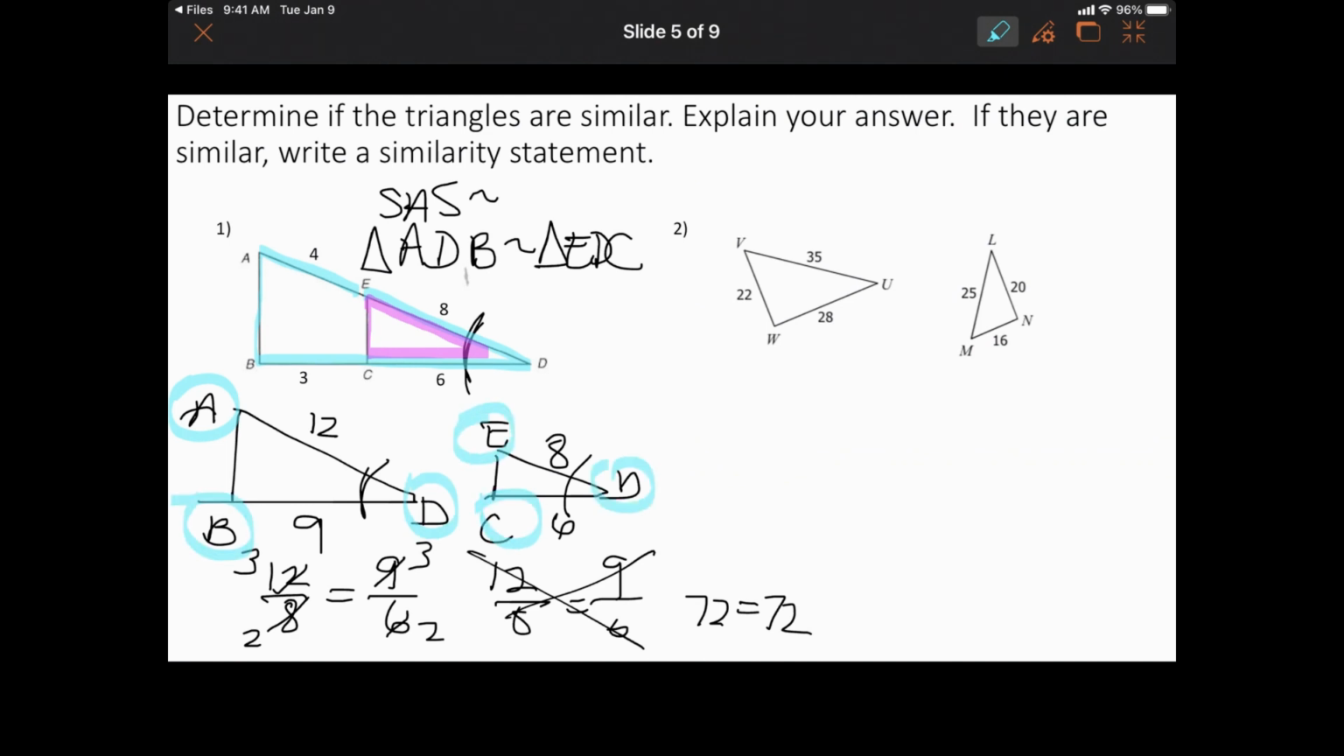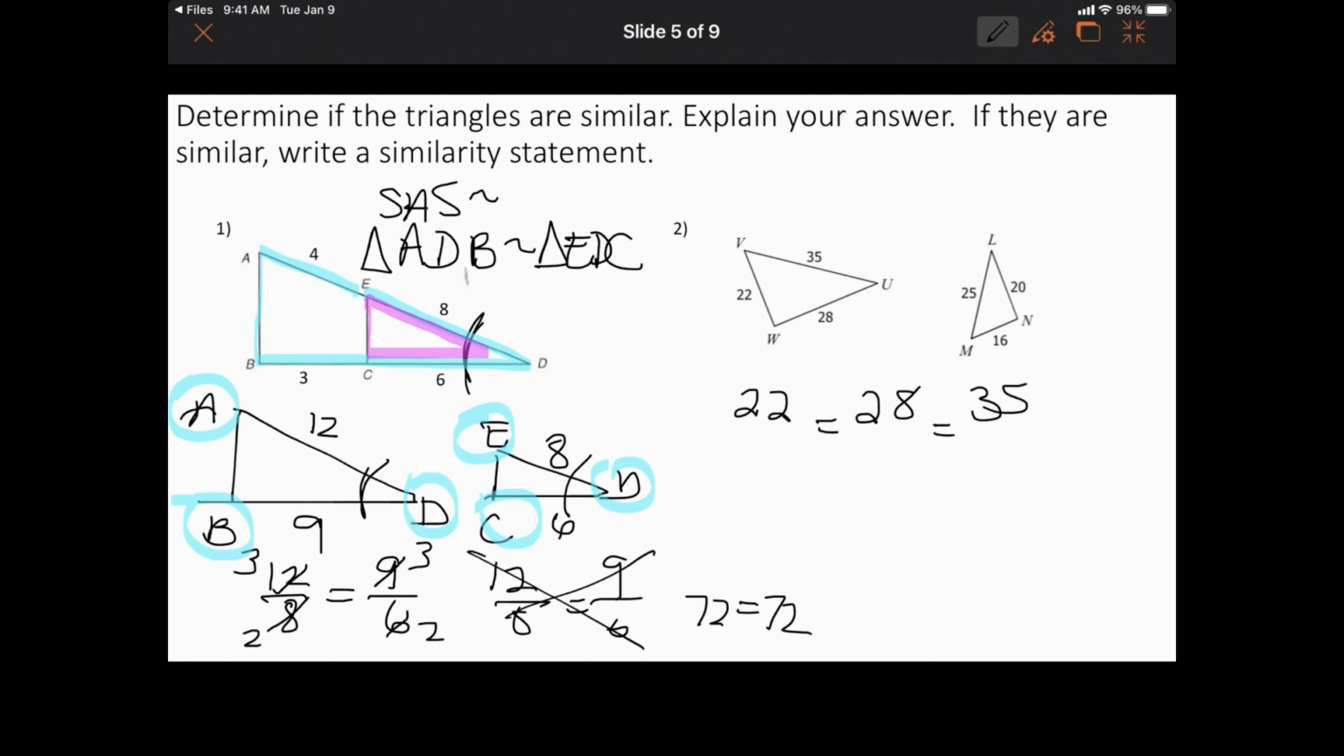All right, so let's check this one. All right, well, what do I see? I am given 3 sides for each. So this one would be side, side, side, but we have to check it. Do not assume it. So I like to put them in order from smallest to largest or largest to smallest. I'm going to go from 22, 28, 35.